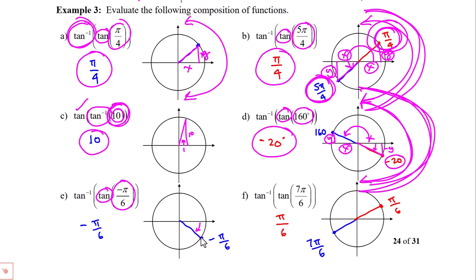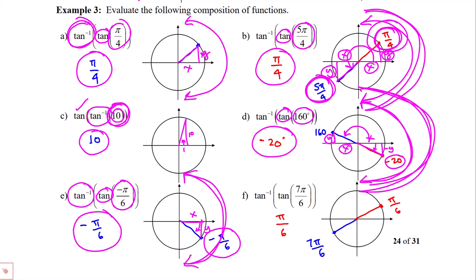Negative pi over 6 is down into the fourth quadrant. Tangent of that is some y over x. Really don't care though. They want the angle. Well, the angle that got me there is negative pi over 6. It is between negative pi over 2 and pi over 2. It's acceptable. Here is the other dangerous one.